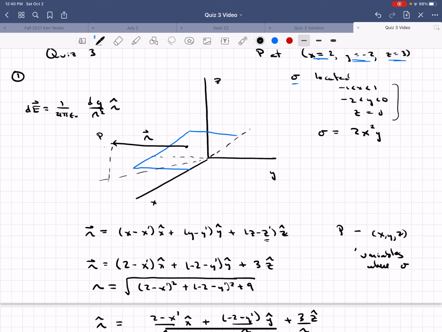And so now I basically have all the pieces that I need. My dq is going to be equal to sigma dA. And I'm going to go ahead and start putting primes on my sigmas and my dAs. So I'm going to write dq is 2x prime squared y prime dx prime dy prime. And now we simply have everything we need to just write out the integrals.